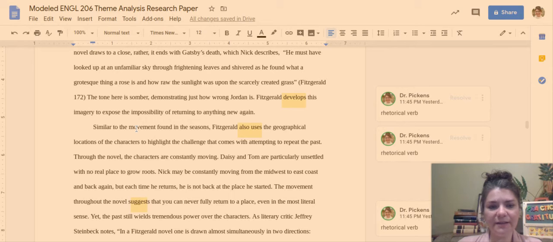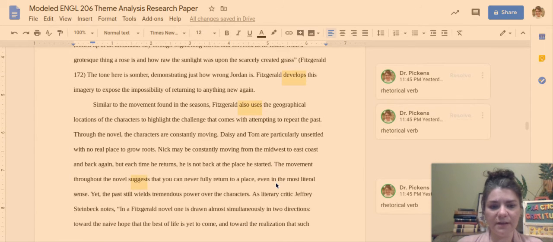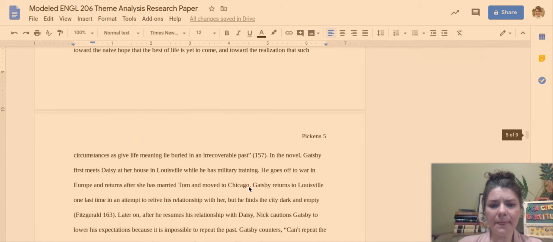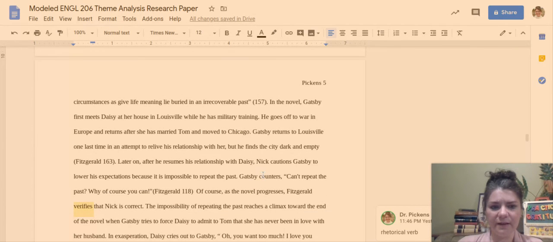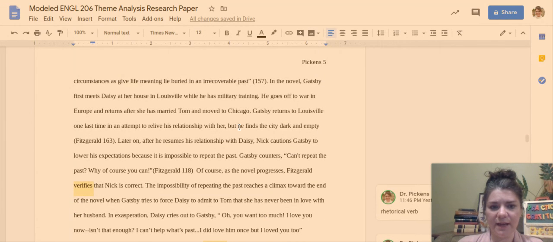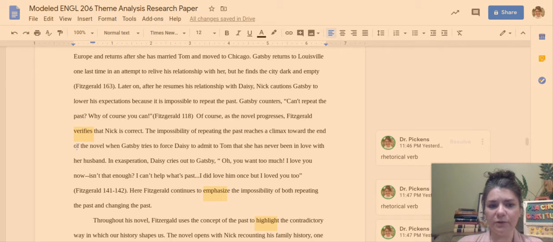Similar to the movement found in the seasons, so I have a transition here that's connecting to my previous paragraph. Fitzgerald also uses the geographical locations of the characters to highlight the challenge that comes with attempting to repeat the past. Through the novel, the characters are constantly moving. Okay, I'm going to skip through here, but again, I have some summary of the story. I have some text evidence from a literary critic, and then I keep using this to support my argument. I come back to the text, and I keep using rhetorical verbs to talk about what the author is doing.